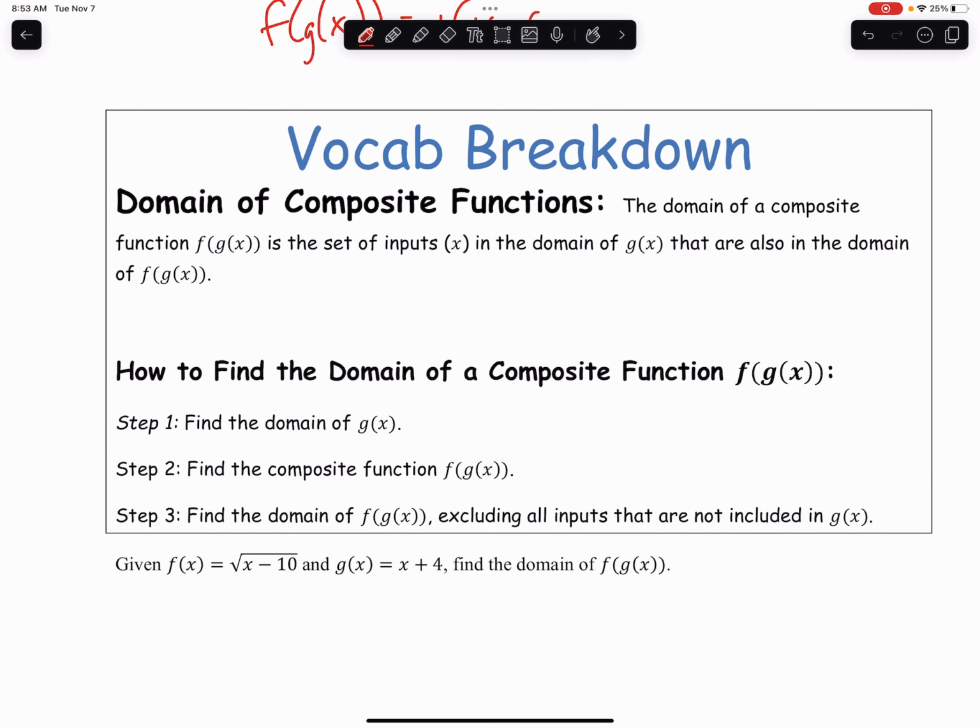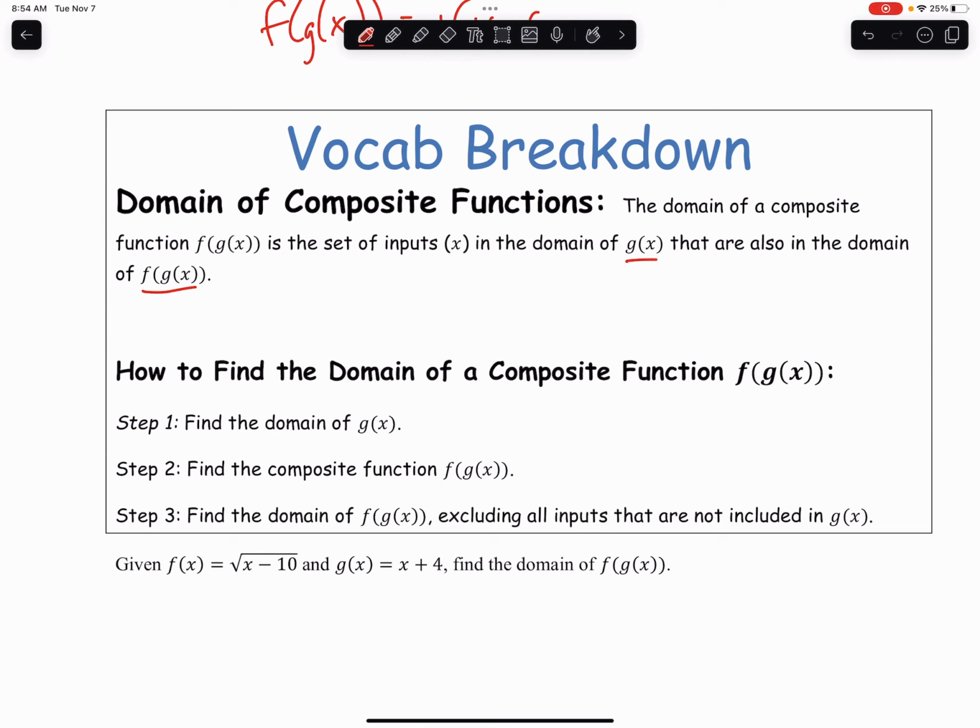So domain of composite functions. The domain of a composite function, f of g of x, is the set of inputs in the domain of g of x that are also in the domain of f of g of x. And there's a reason for that.